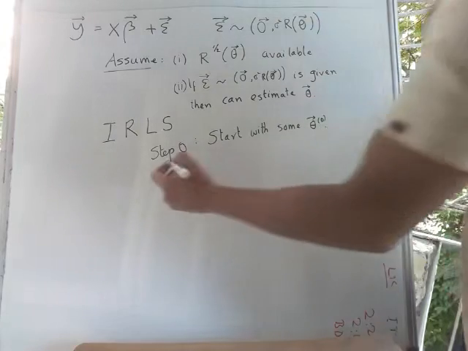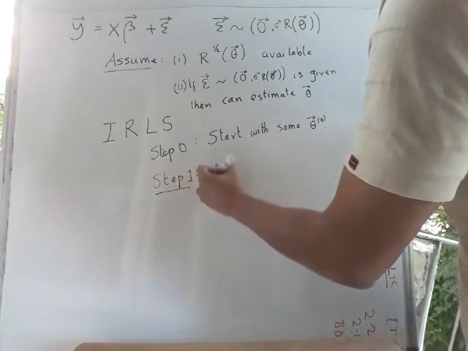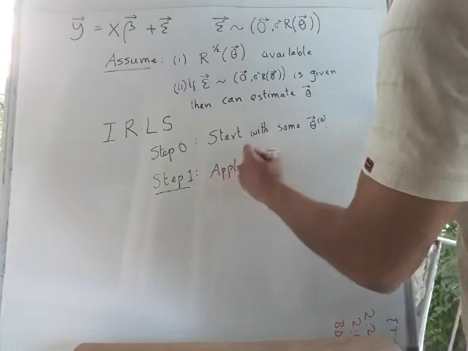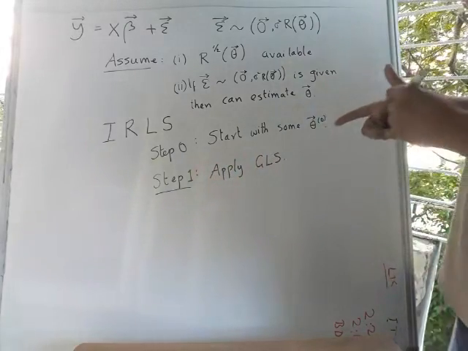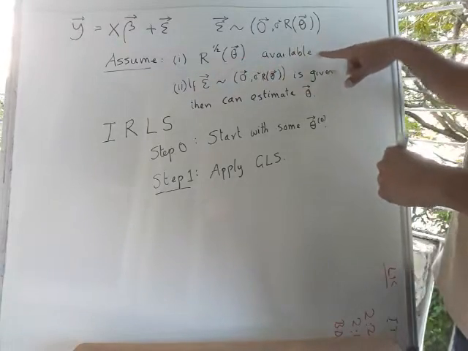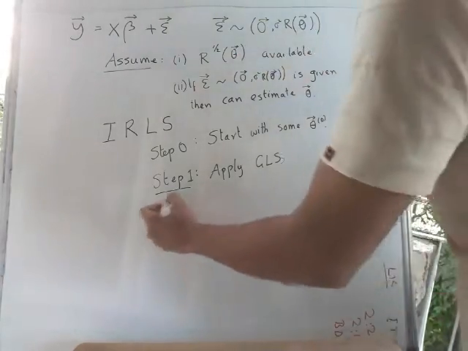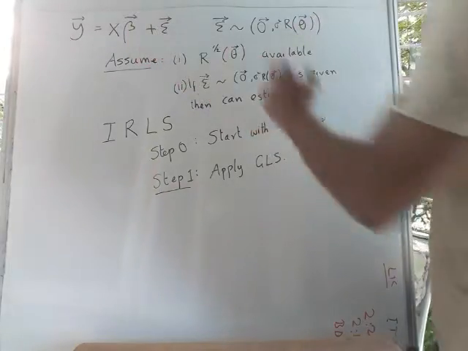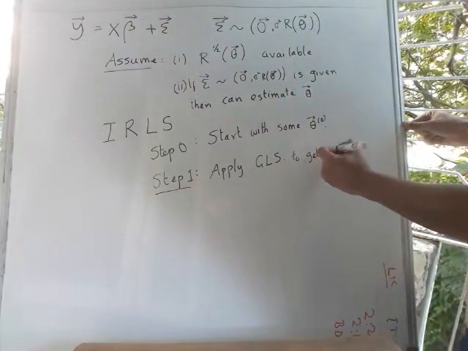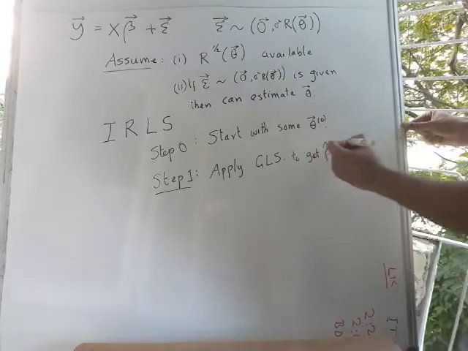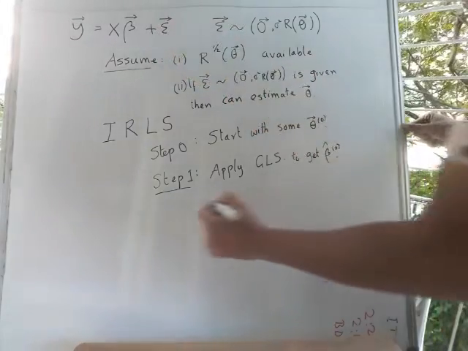So start with some theta naught, and once you have this, now you are in a position where you can apply GLS. So step 1, apply GLS. When you apply GLS, you will need to compute the Cholesky square root or some square root of R, which is analytically available. So you just put theta naught here. Once you have that, you get some estimate, beta naught hat.